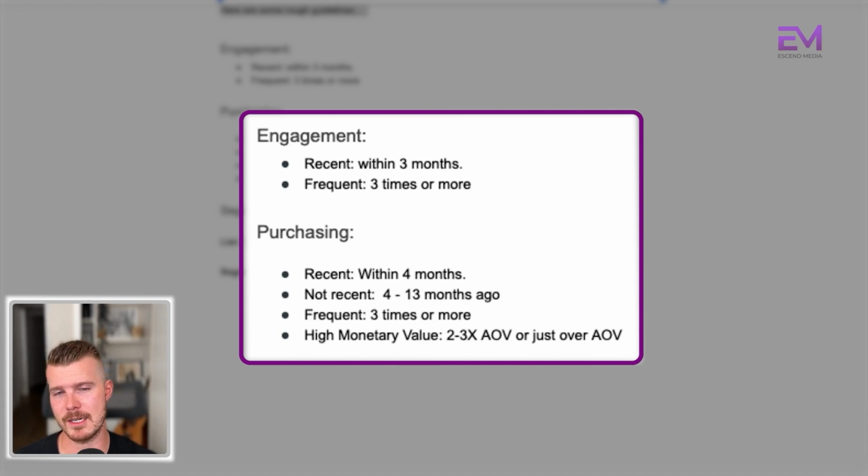And then high monetary value, this is when you're looking at VIPs, and we'll get into that in the next segmentation video. This is when we're looking at high monetary values, so 2 to 3 times your average order value, just over your average order value. Typically, we're gonna want to go for 2 to 3 times. For the odd store, we might do just above the average order value. Again, depends what you're selling.